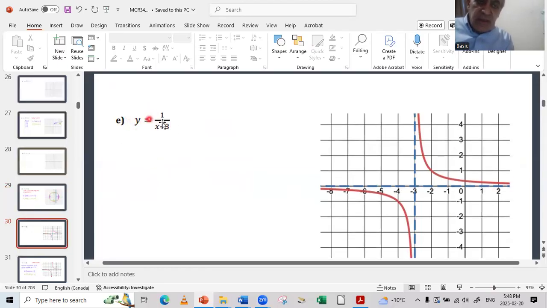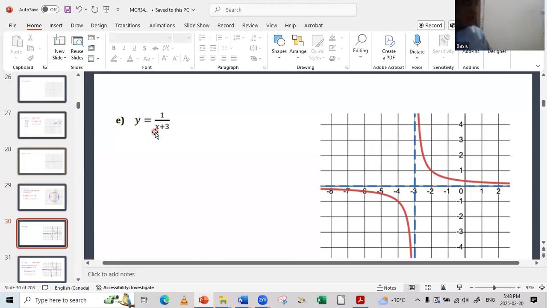Y equals 1 divided by x plus 3. Can you imagine that x will be -3? I'm just asking you. We want to determine now where is the domain, and what is the range for this. The domain is x, like we said, and the range is y.